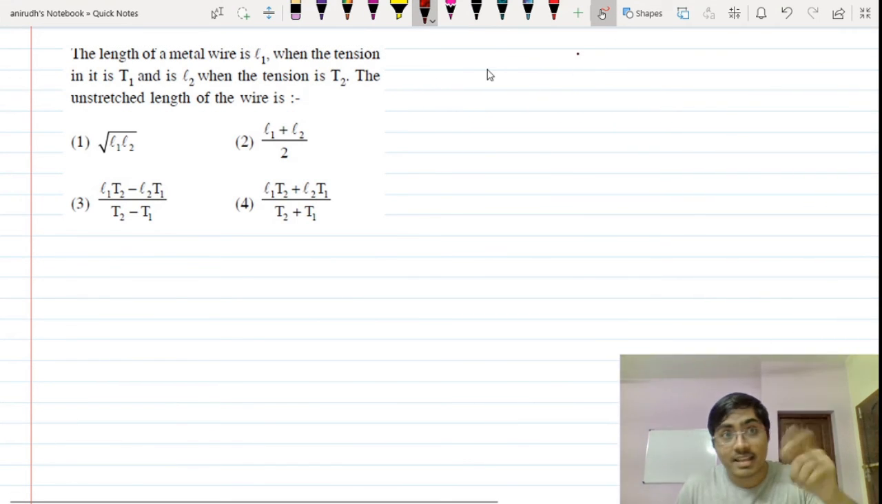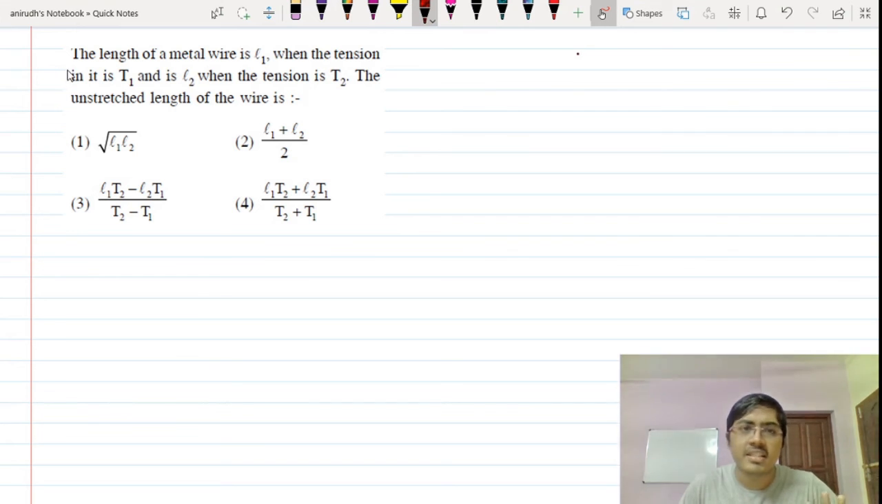So guys, this is the second question and it's a fairly easy question and quite a routine question as well. The length of a metal wire is L1 when the tension in it is T1. So when it was T1, the length is L1. When it is T2, the length is L2, right? The unstretched length of the wire is.